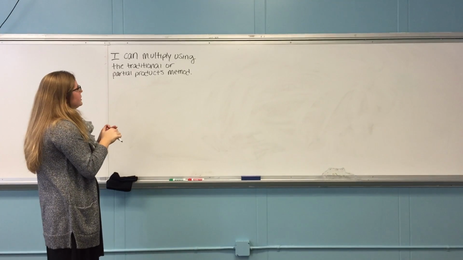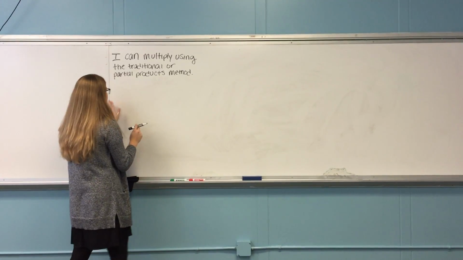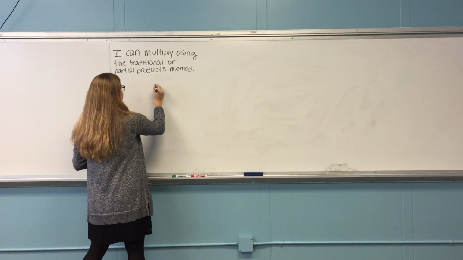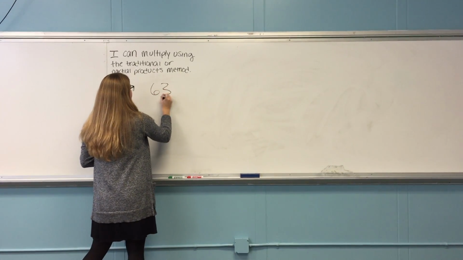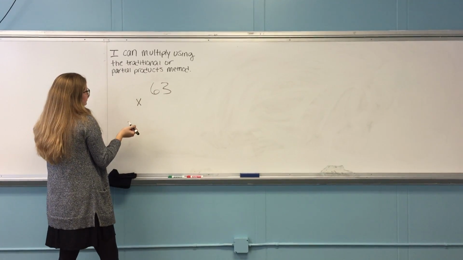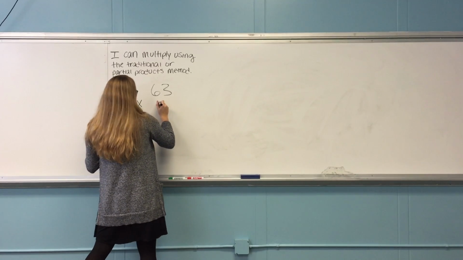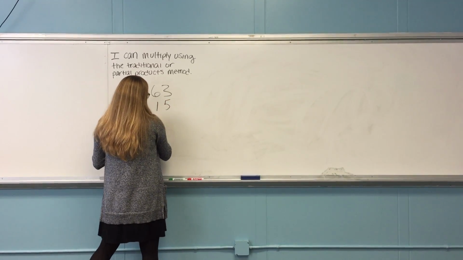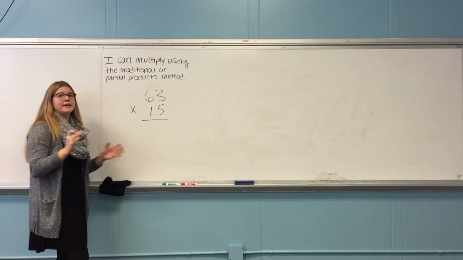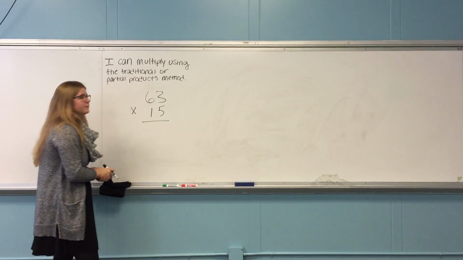All right, this time I'm going to use the number 63 times 15. So again, if you think you can do it by yourself using the partial products method, go ahead and pause, otherwise follow along with me.